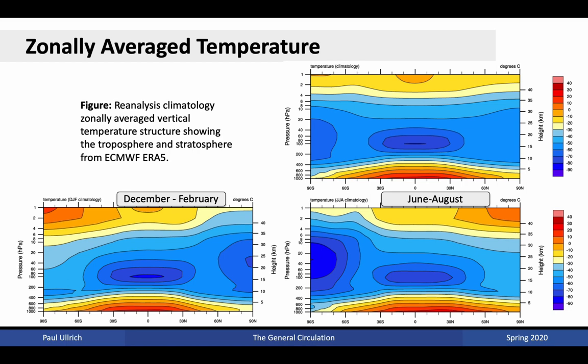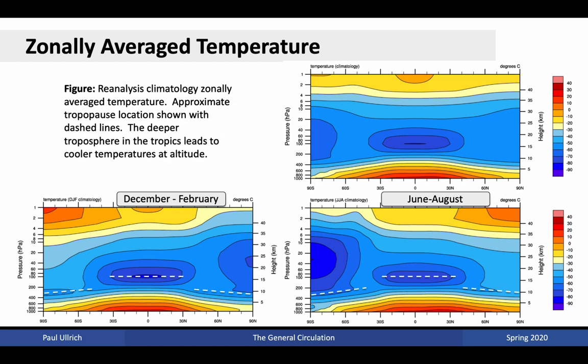Notably, in the stratosphere, we also see a fairly consistent temperature profile that is more consistent with the insolation distribution that we saw earlier. Namely, we see temperatures increase effectively from South Pole to North Pole in the Northern Hemisphere summer, and from North Pole to South Pole in the Southern Hemisphere summer. The dotted lines here show the approximate location of the tropopause.